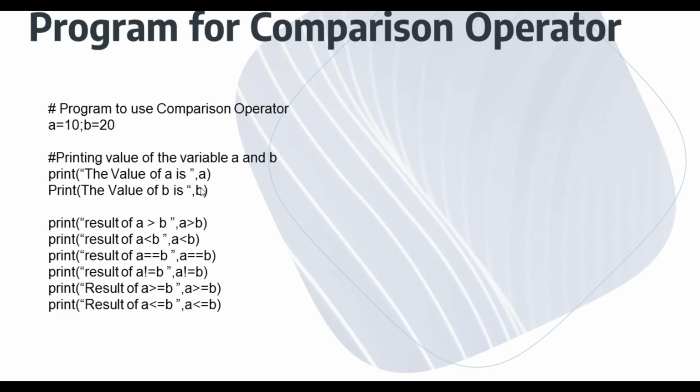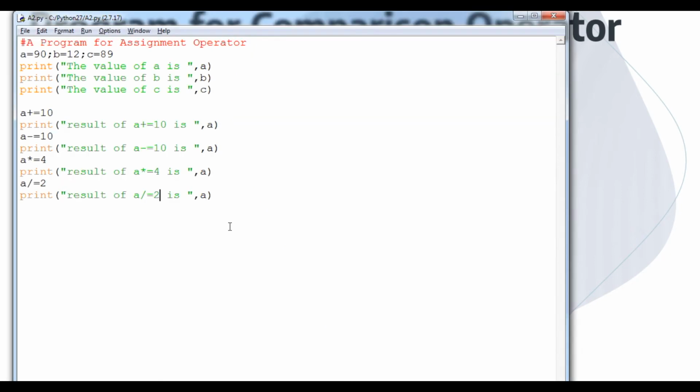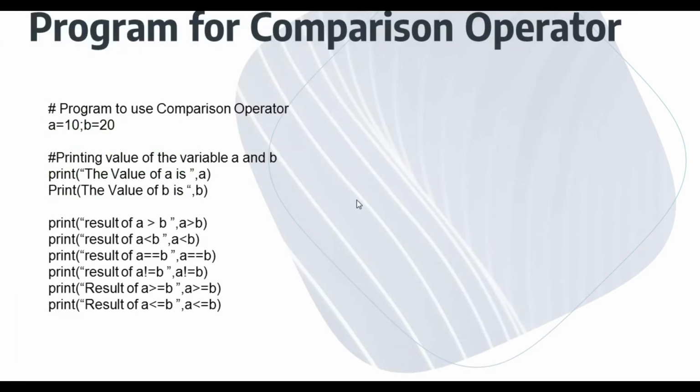Printing the values a and b. I have skipped something here: print should be with a small p. Print the value of a is a and value of b is b. So here it will be 10 and 20, and the result of a greater than b. So what will the output be? Look here. The comparison operator always returns the answer in the form of true or false.